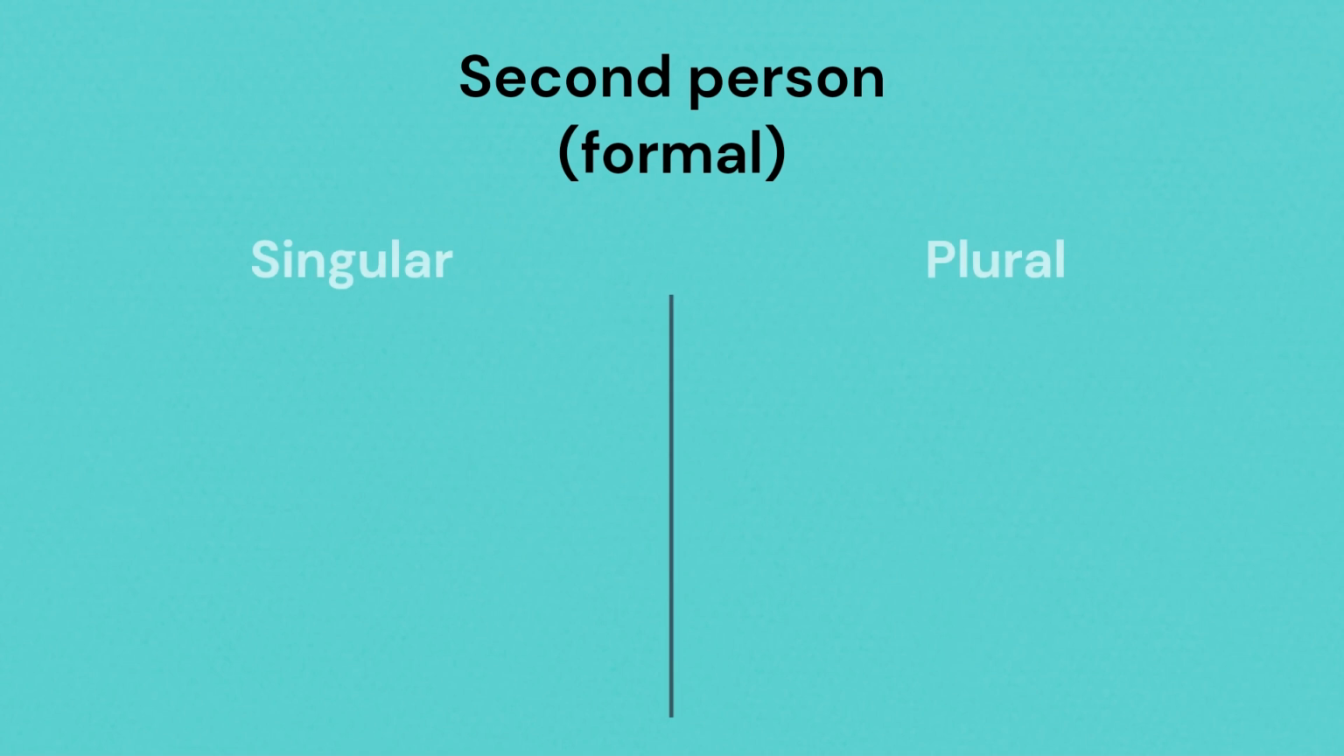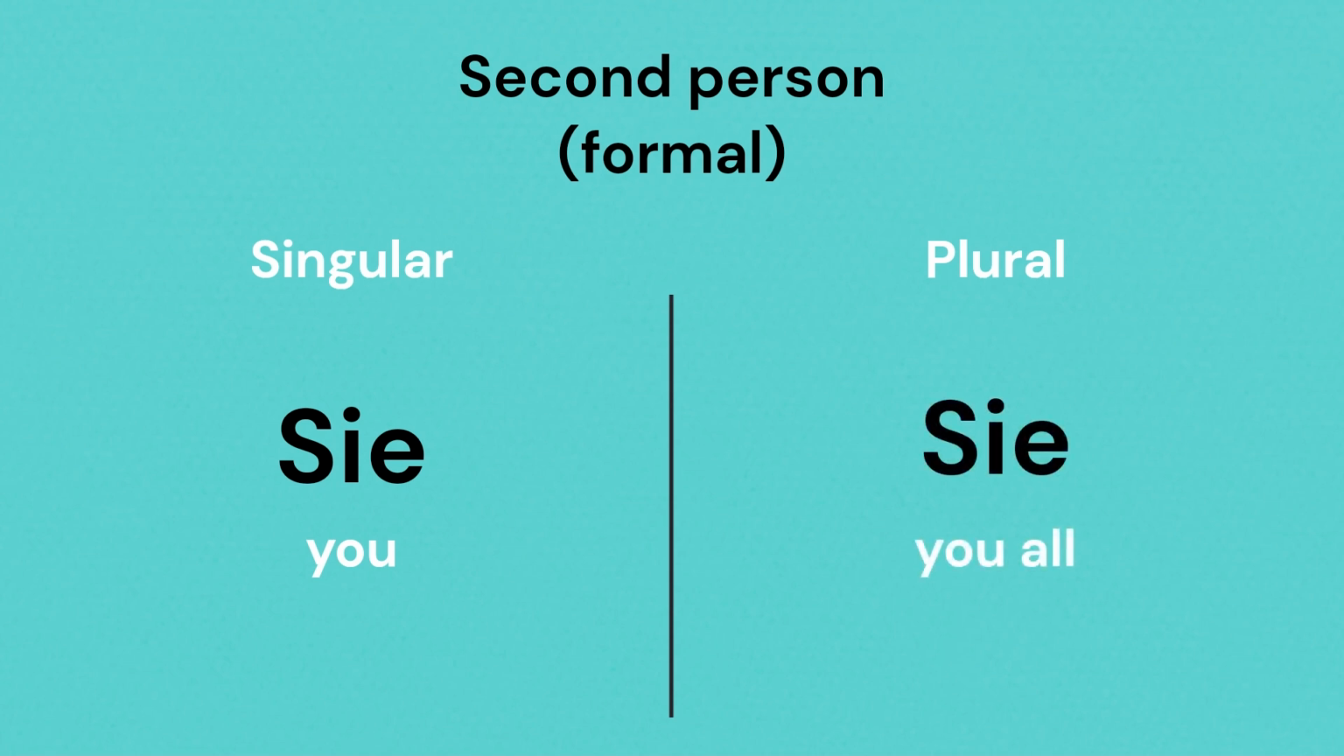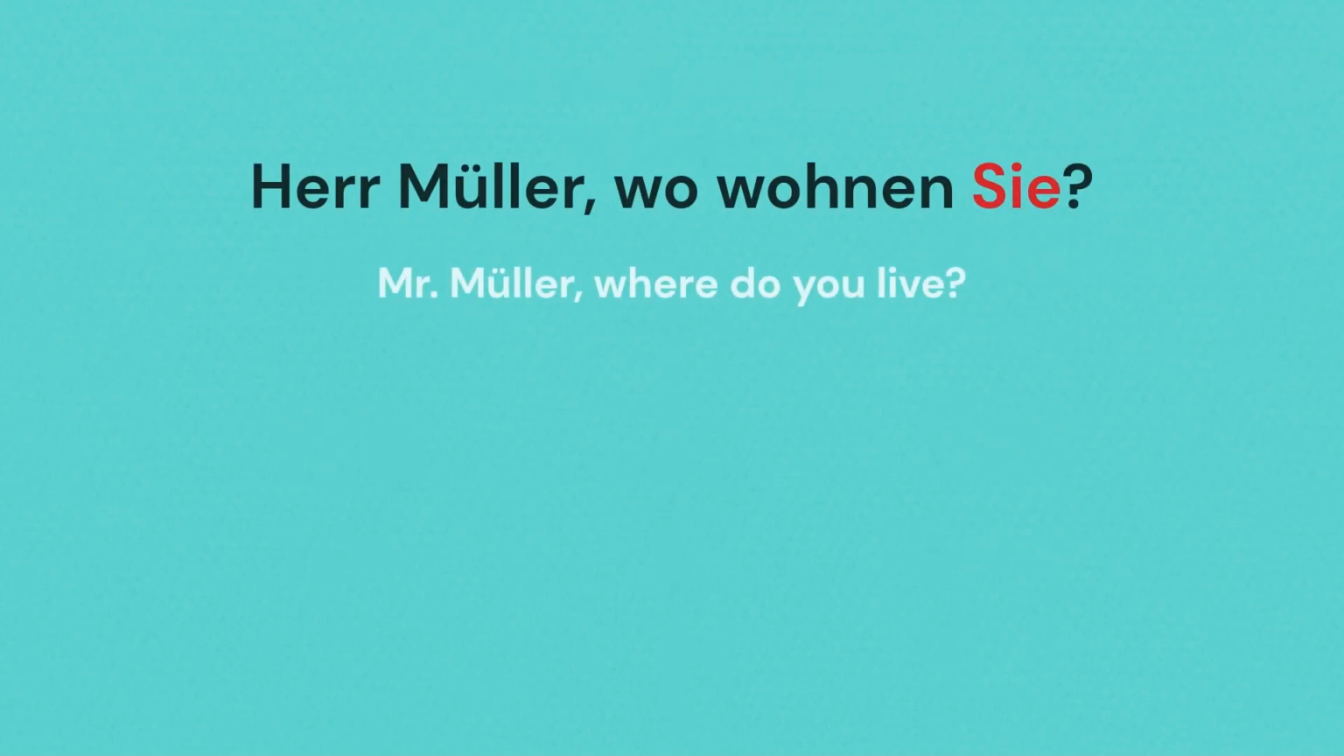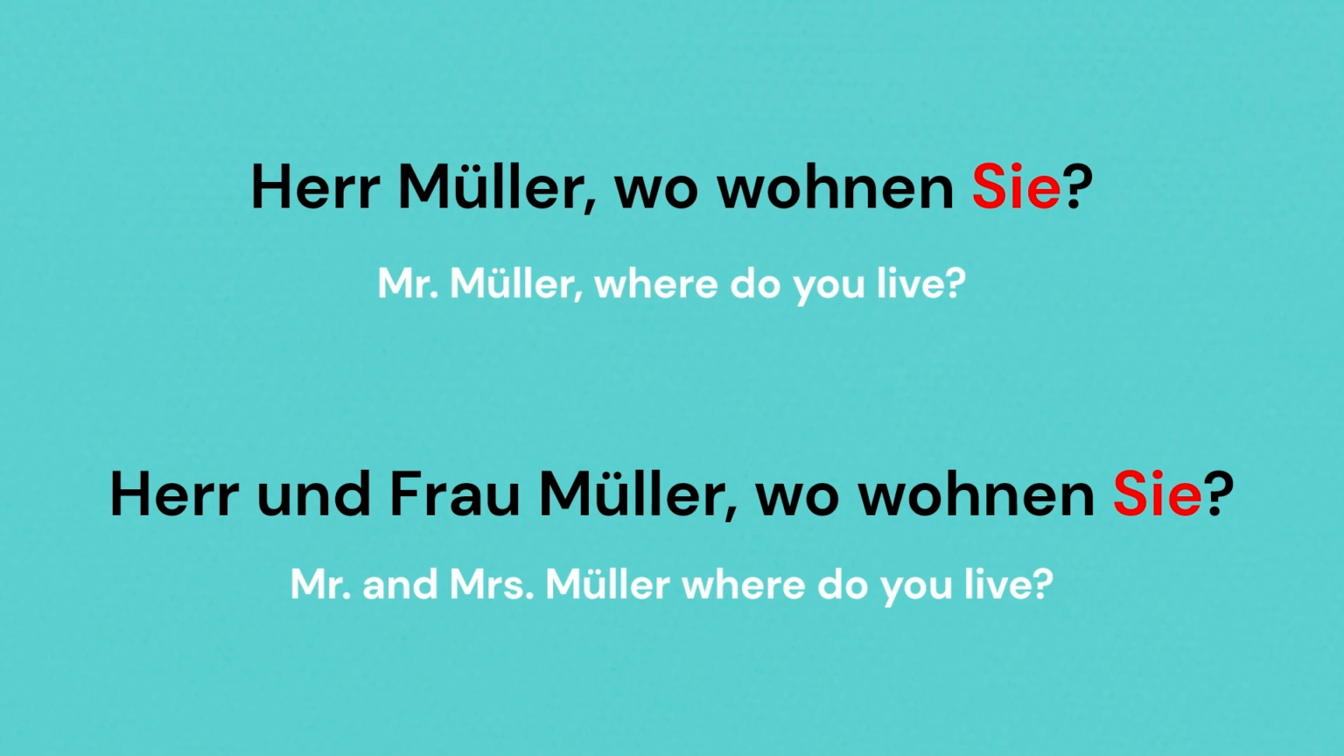Here are now pronouns of the second person in a formal situation. For singular, you would use here Sie. And for plural also, that is, when you're talking to more than one person, you would use Sie. That should be easy to remember. Here's an example for each one of them. Herr Müller, wo wohnen Sie? And when talking to more than one person, Herr und Frau Müller, wo wohnen Sie? Please remember to use Sie with a capital S, irrespective of its position in the sentence, whether it's at the beginning of a sentence or in the middle.